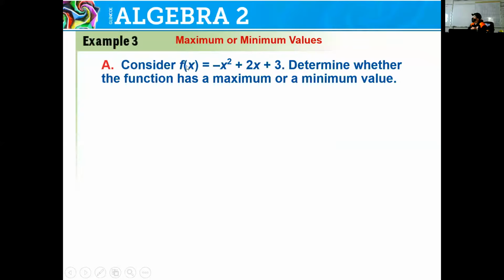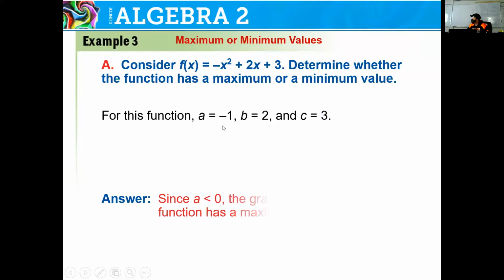So consider f of x equals negative x squared plus 2x plus 3. Determine whether the function has a maximum or a minimum value. The only thing I have to ask myself is what is the sign of a. In this case, a is negative, so I have a maximum value. My parabola is going to be opening down. So since a is negative, the graph opens down and the function has a maximum value.